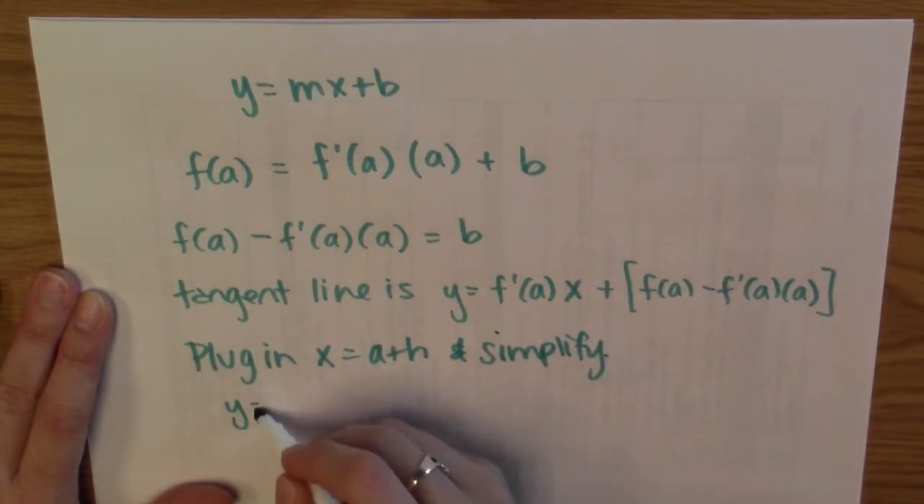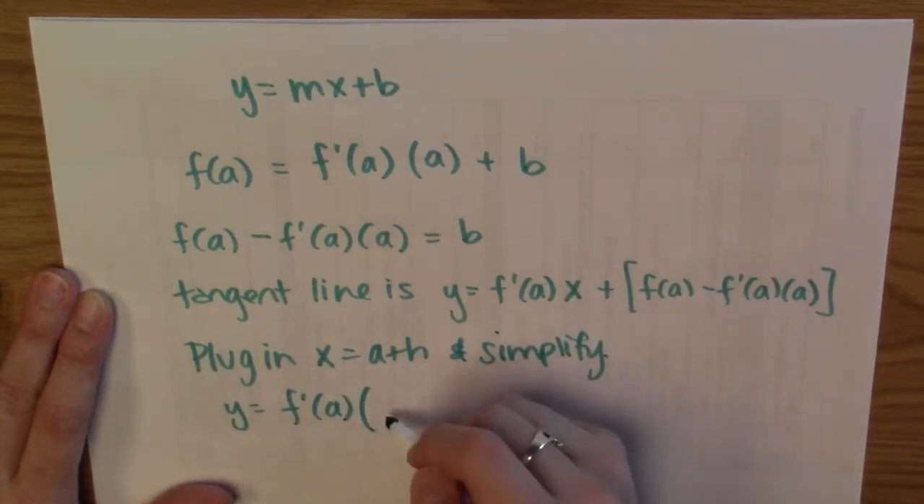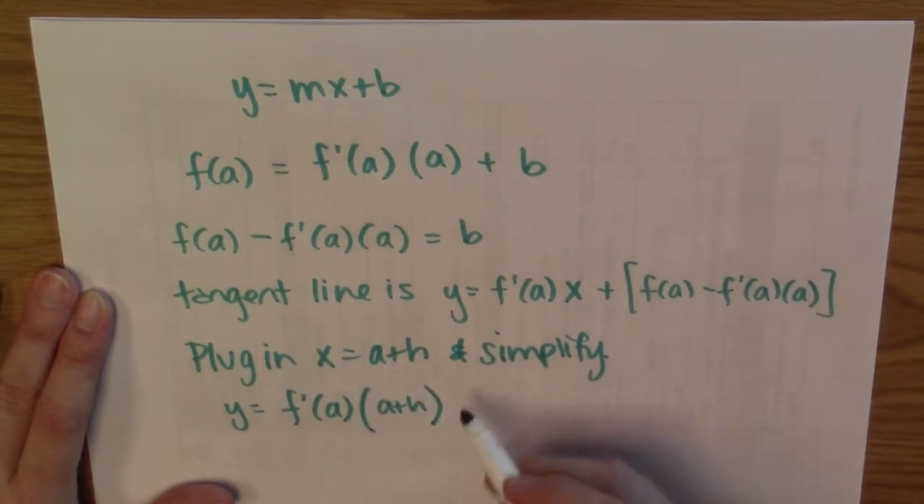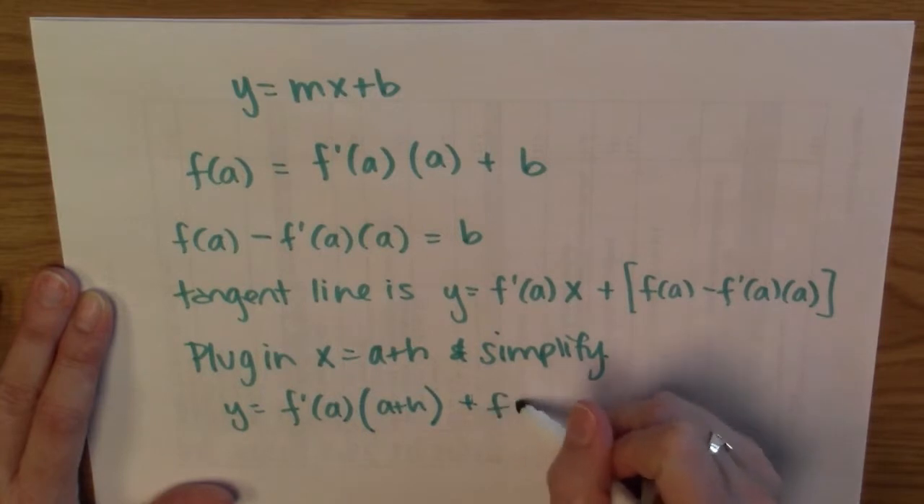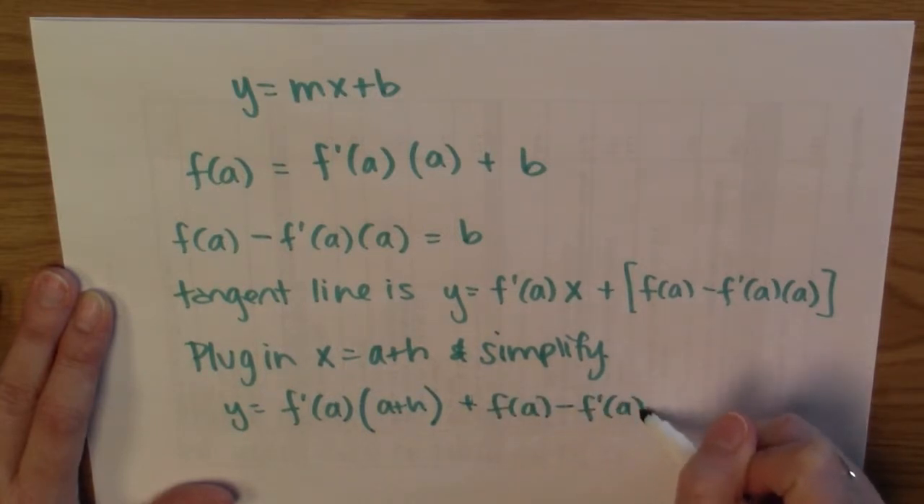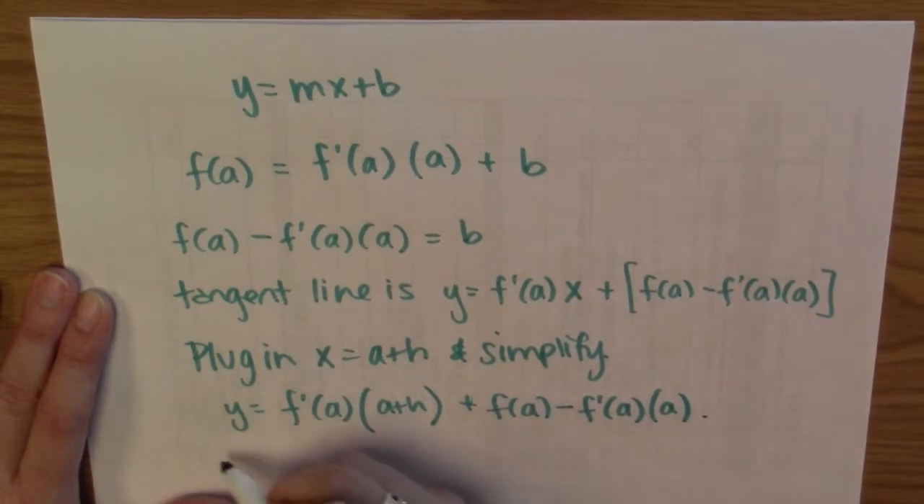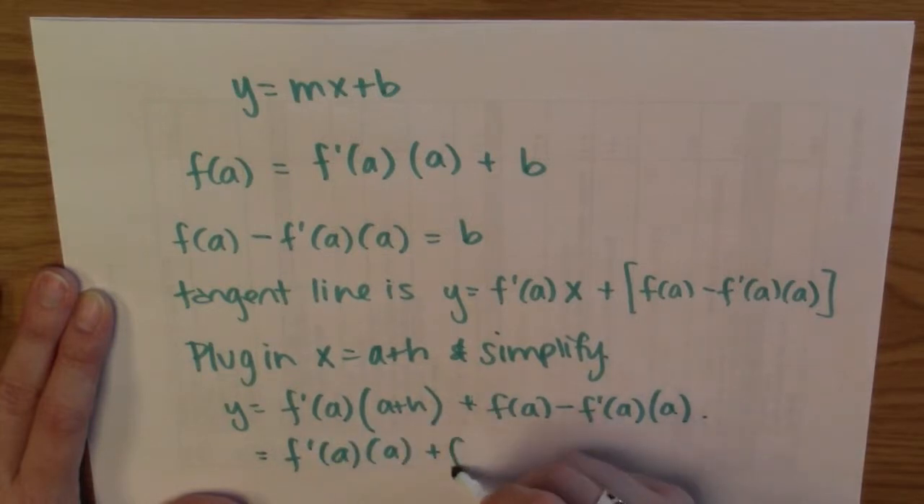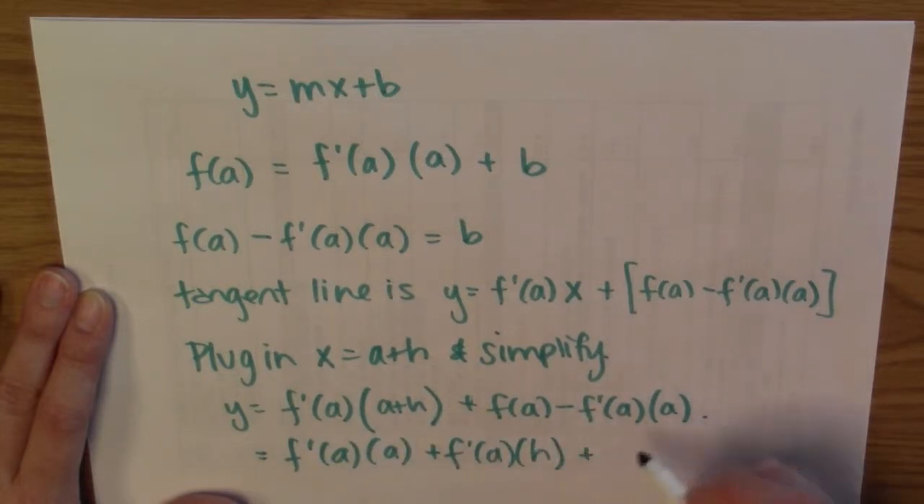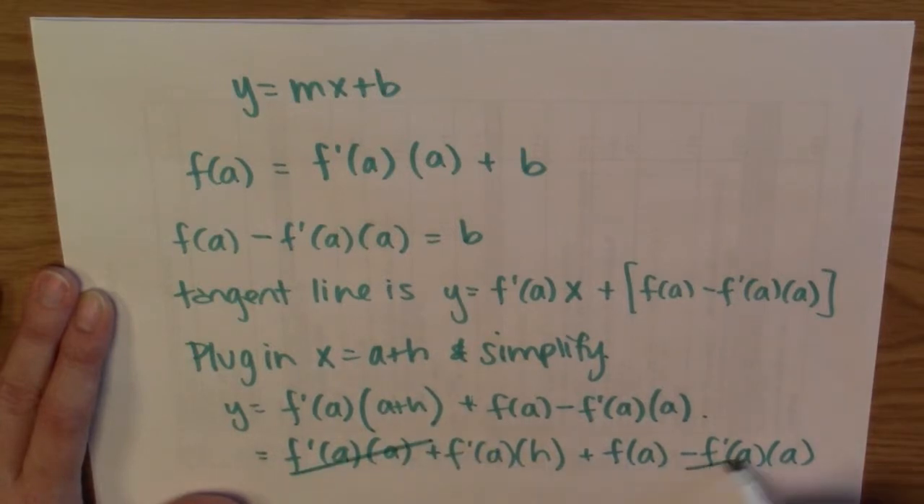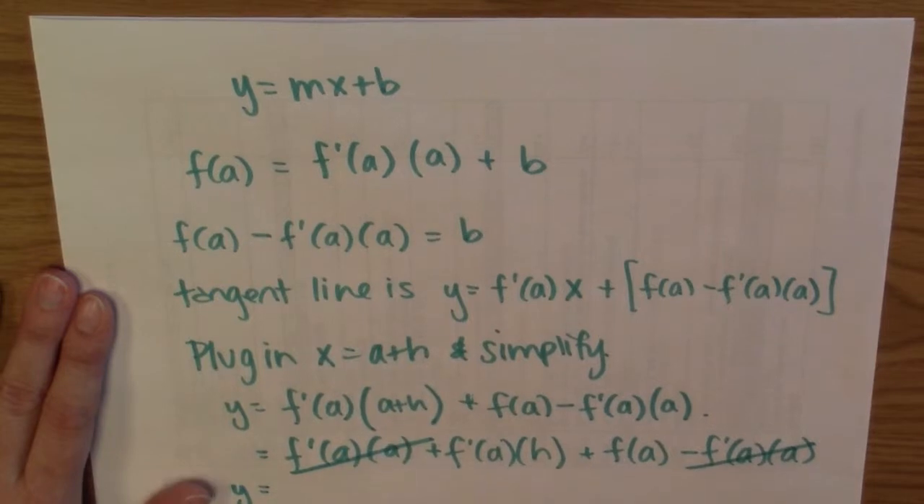So I have y equals f prime of a times a plus h, that's the x value that I'm plugging in, plus all this other stuff, f of a minus f prime at a times the value a. Let's simplify. So I have f prime at a times the value a plus, distributing, f prime at a times h plus f of a minus f prime at a times a. Well, here's f prime at a times a, and here's f prime at a times a, so these cancel. And what I'm left with is that the y value that I'm interested in is f prime at a times h plus f at a.